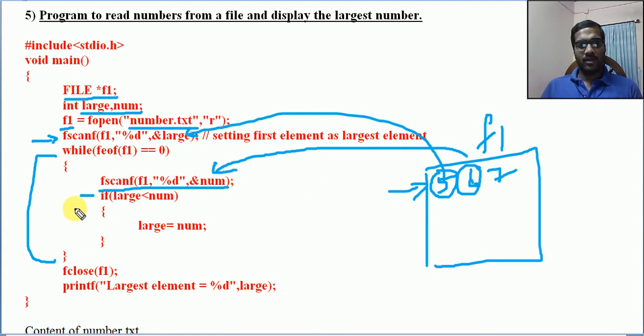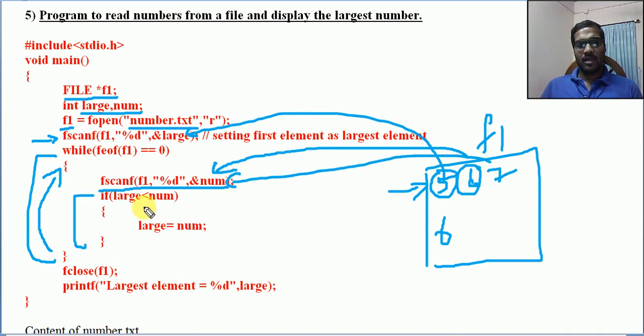Then if large less than num: what is large? Large is 5. What is num? Num is 6. So large less than num is true. Now the value of num is assigned to large. Now large will become 6. Now the same process will be repeated. It will check end of file. No, so it will read the next number, which is 7. Now 7 is assigned to num. Now if large less than num, 6 less than 7, that is also true. What will happen? That 7 will be assigned to the large variable.